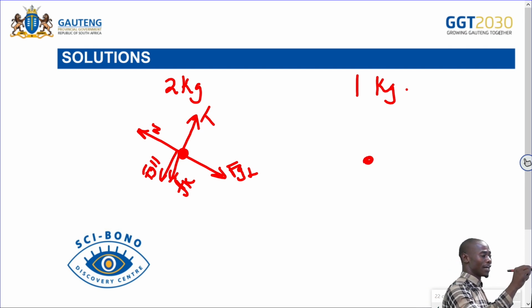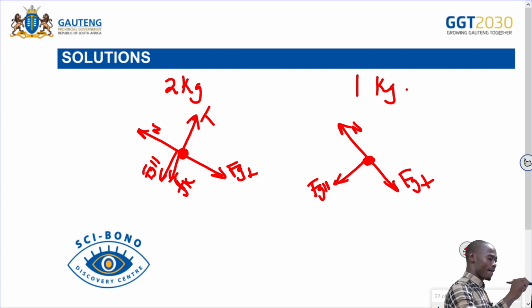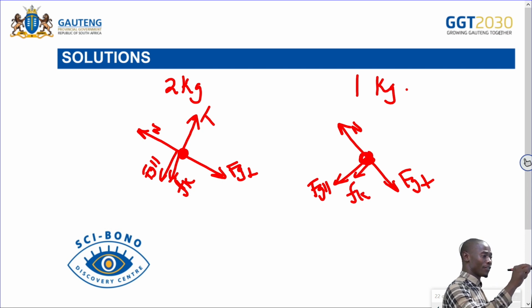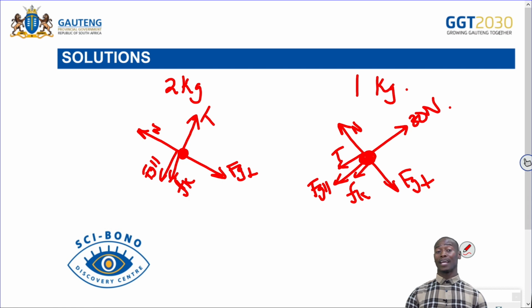And then for the 1 kilogram block, I'm also having the normal force, Fg perpendicular, Fg parallel, and then there's friction, Fk, and the tension for the 1 kilogram is acting down the slope. And then I'm also having the 30 newtons, which is the force applied. So I need to resolve because now I'm dealing with calculations. But if they say draw a free body diagram, you don't resolve. We want to see the forces as they are. You resolve when it comes to calculations.